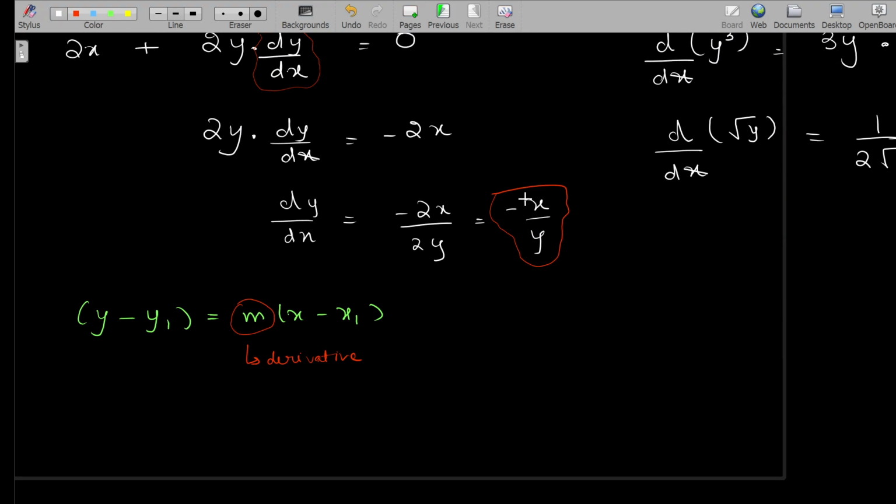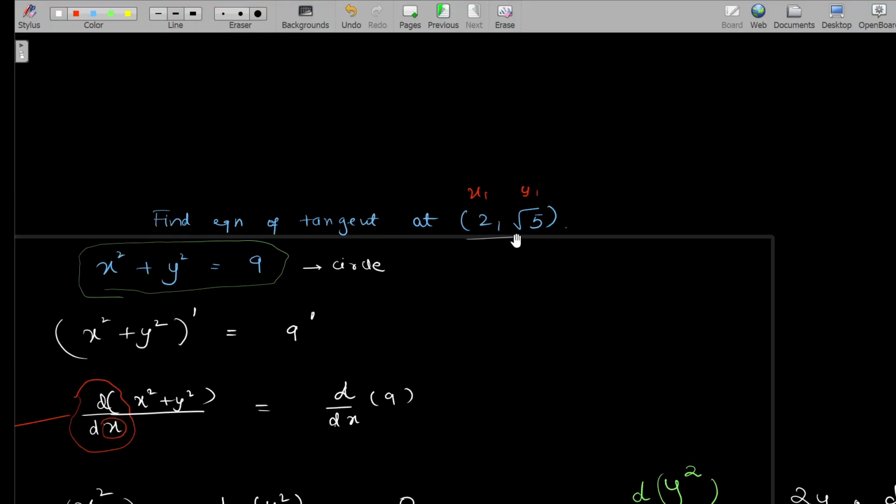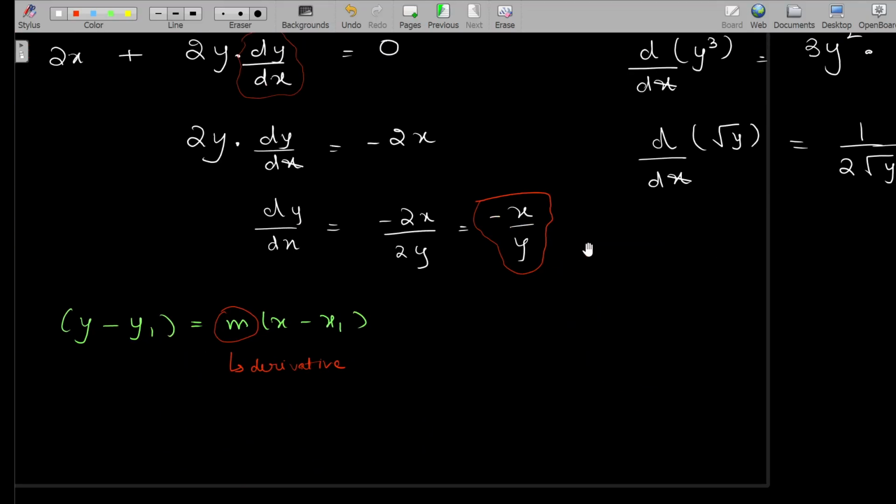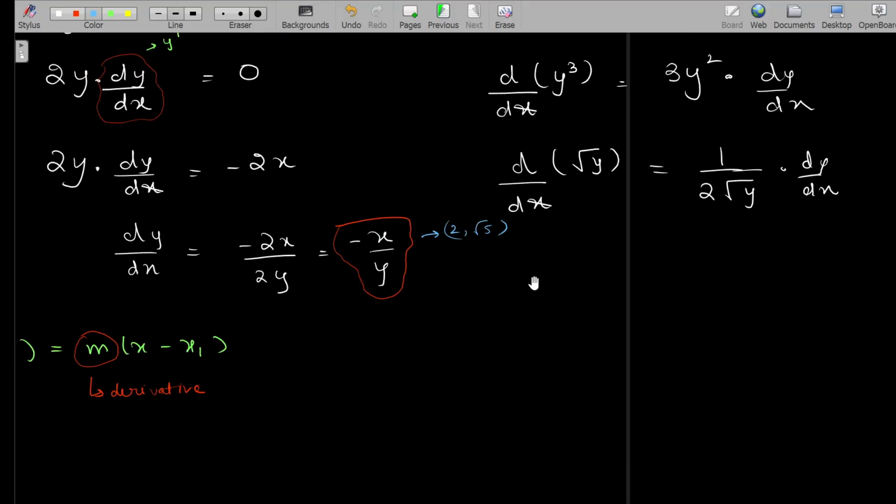When you have to find out the tangent at this point, Anika, at this point 2 comma root 5, after finding out the derivative, you also substitute that point in the derivative, right? So you plug in the point 2 comma root 5 in the derivative. This is your final derivative. You plug in the point 2 comma root 5 here.